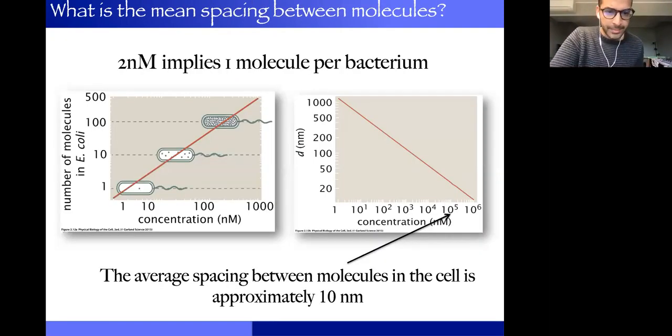So here's a way to see what this means in terms of concentrations. This is a plot on the log-log scale of the concentration in nanomolar, the typical unit of molar concentration. This is a function of concentration and the number of molecules in a cell. The rule of thumb is that 2 nanomolar implies 1 molecule per cell.